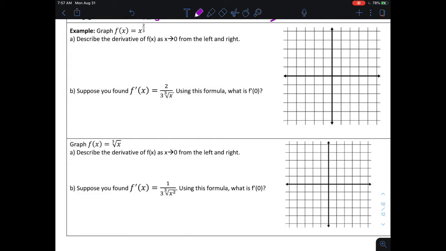Okay, let's go to the next one here. So I want to graph f of x equals x to the 2/3 power. All right, so we can kind of work at plugging and chugging here. So we'll make our graph. Now that we have our graph of this function, we want to describe the derivative of f as x approaches 0 from the left and the right-hand side.